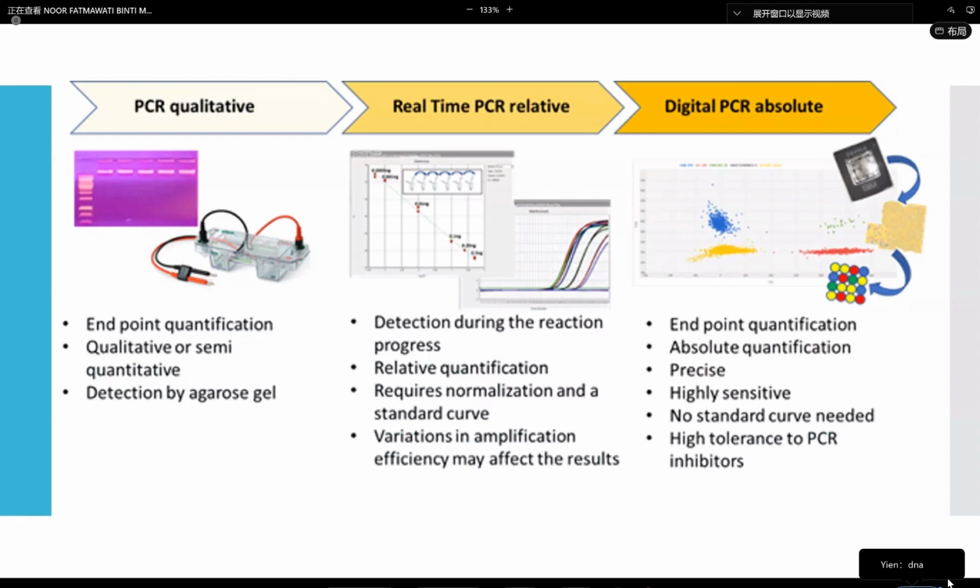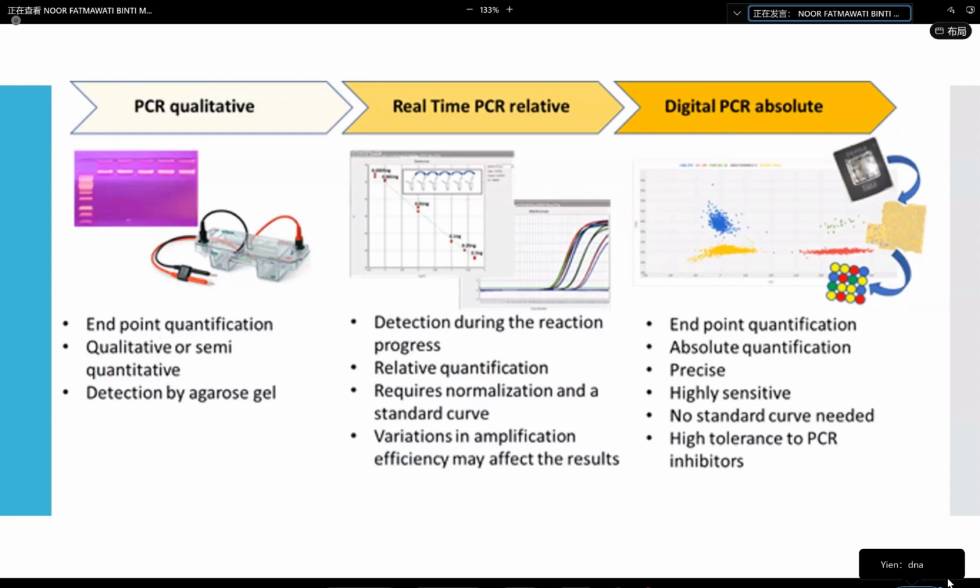Usually in the PCR qualitative, you use ethidium bromide after endpoint, right? Endpoint, once you finish your cycle, you add ethidium bromide. But in the very early invention of real-time PCR, instead of using the fluorescence dye or whatnot, they still used ethidium bromide inside the reaction. So the ethidium bromide will bind to double-strand DNA and produce a signal that will be captured by the camera inside the machine.